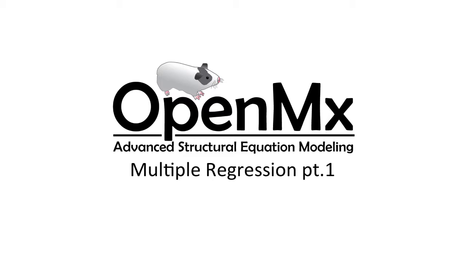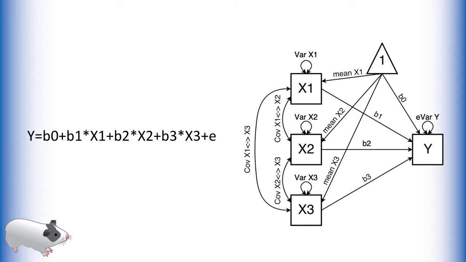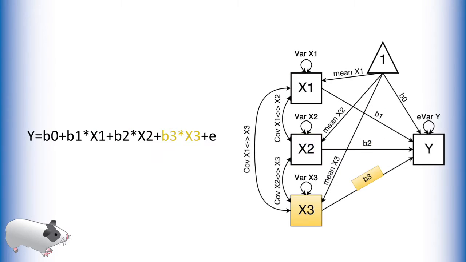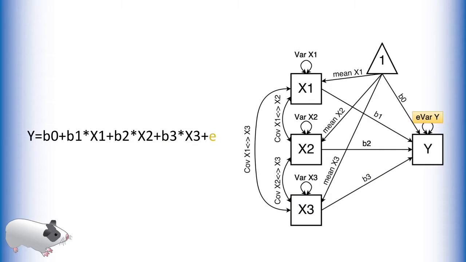In this video, we will be conducting a multiple regression analysis using OpenMx. On the left, you see a multiple regression equation for three predictor variables, x1, x2, and x3, and a single outcome variable, y. On the right is the path model for this equation. We have a path for the intercept term, b0, a path for each of our predictor variables and their effects, b1, b2, and b3. We also have our error term.